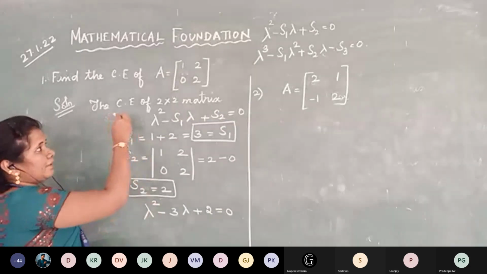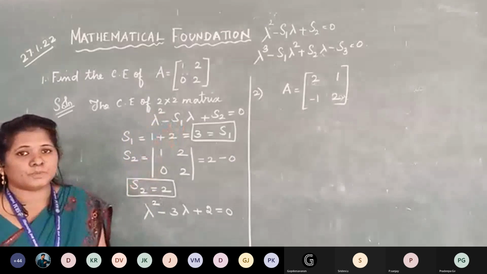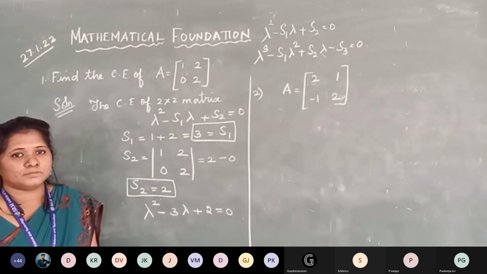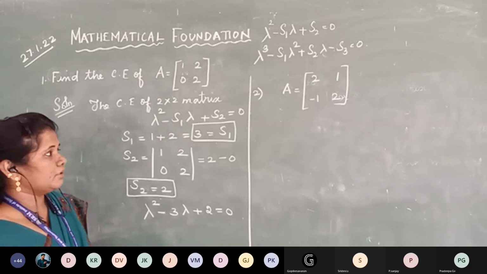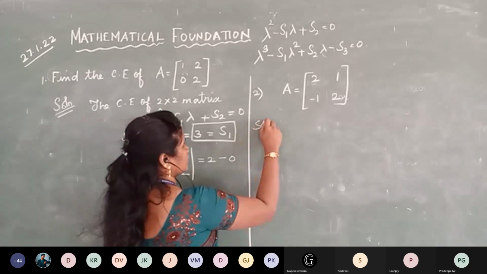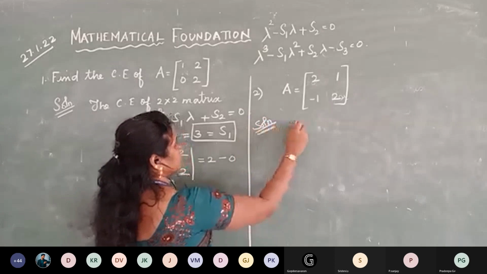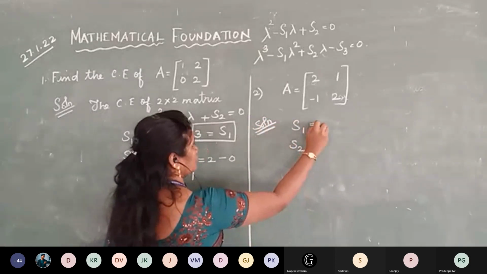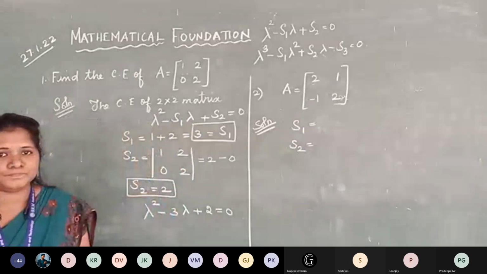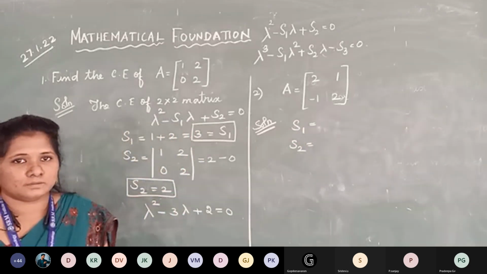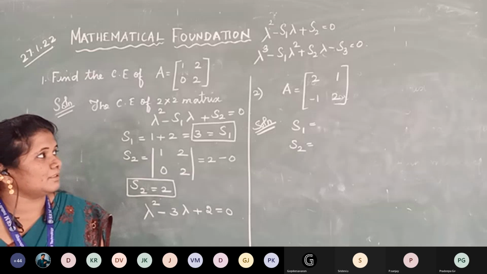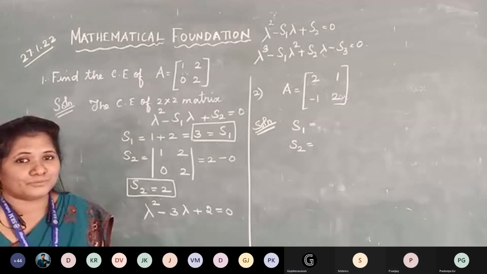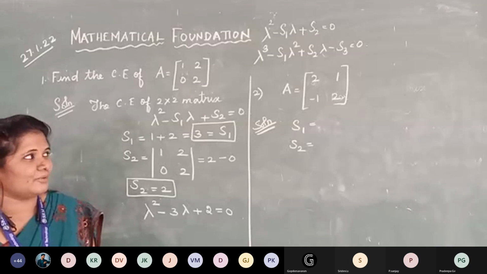First you will write the characteristic equation of a 2 cross 2 matrix. Write your equation. After writing your equation, tell me what is your S1. S1, and find out your S2. What is your S1? 3, ma'am. 4, ma'am. Very good. It is 4.